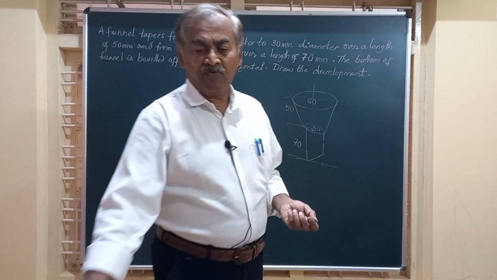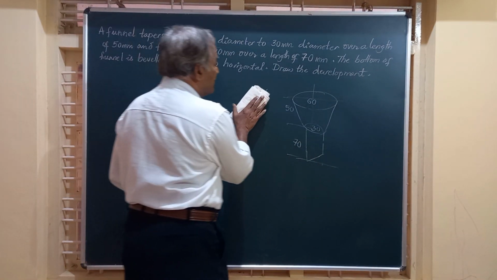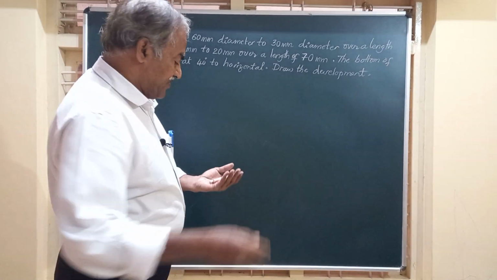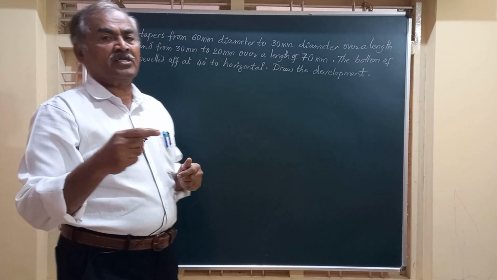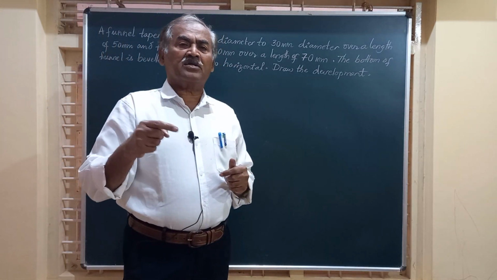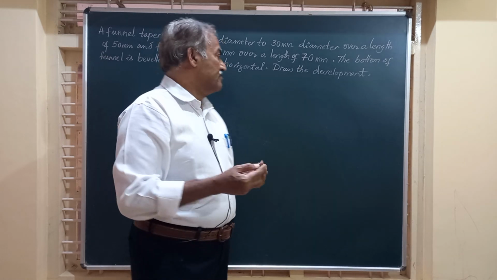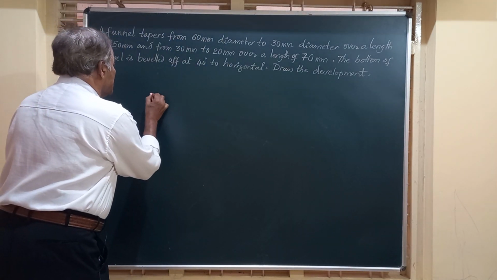So friends, for the given dimensions, let us write down the top and front views of this funnel. Friends, the top view will be two circles, one of diameter 60 mm and the other of diameter 30 mm. So I'll write down the front view like this.